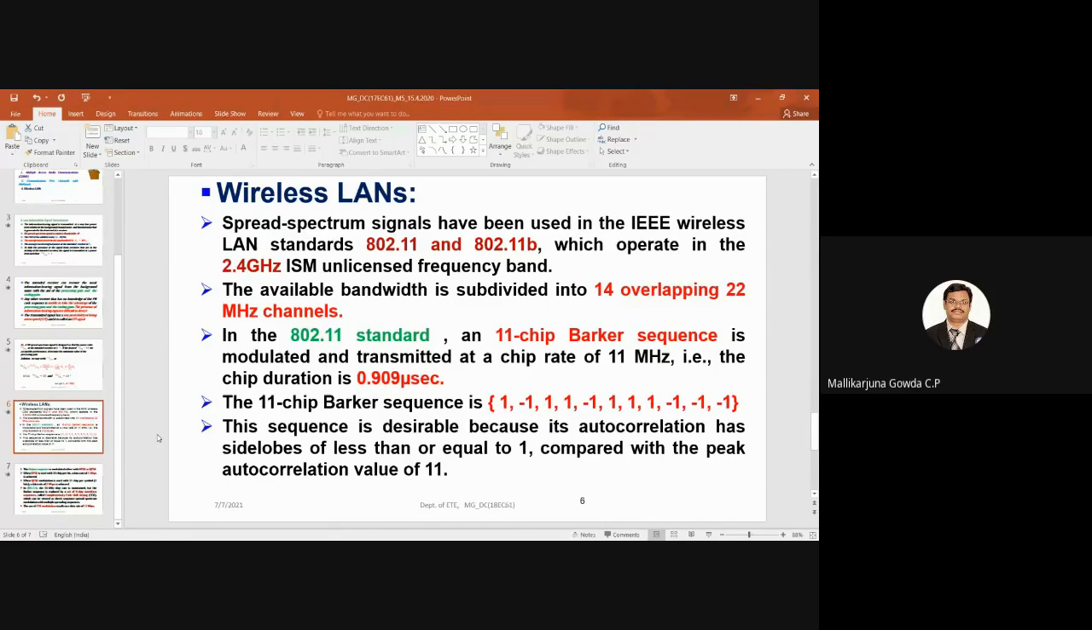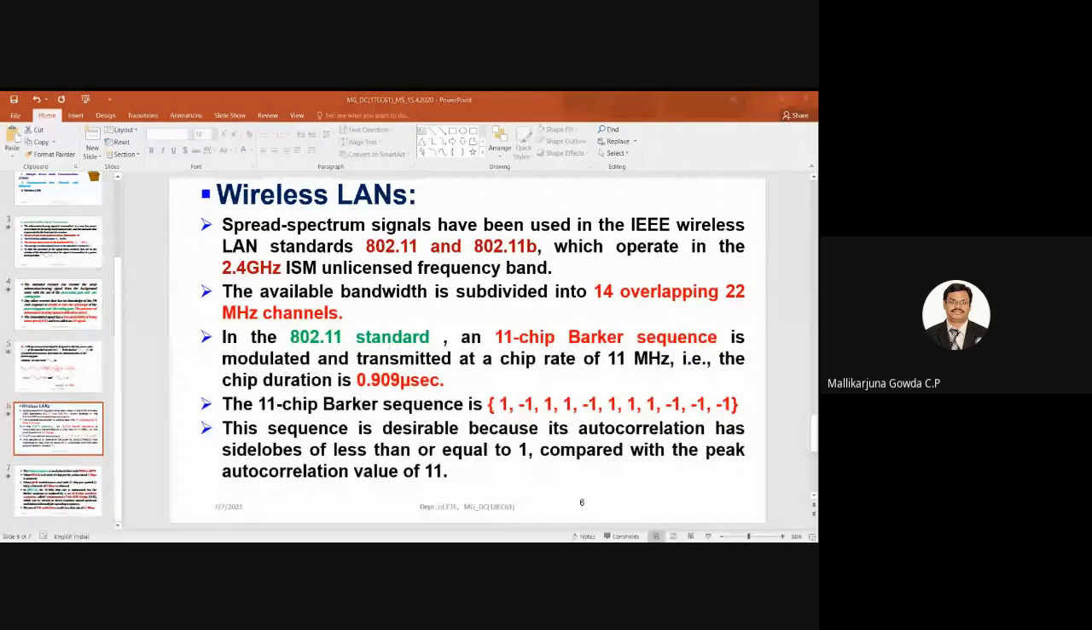With respect to the application of wireless local area network, we are not going in depth into how exactly these signals are used and reliable communication is achieved. What you need to understand here is what type of sequence is used, what type of modulation is used, and with that type of modulation, what data rate is achieved. If you are able to grasp that much, that is more than enough.